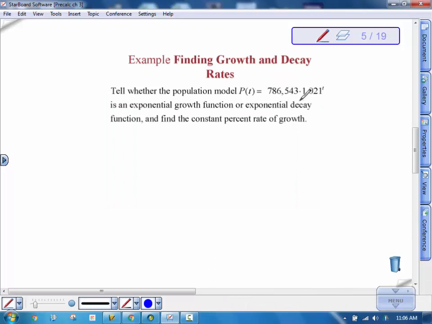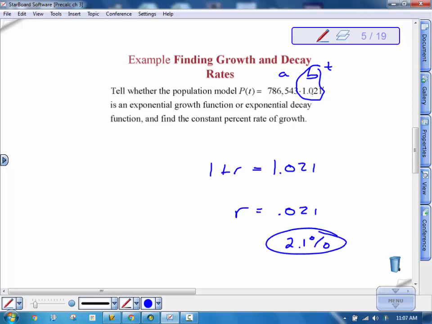We have a population model like this, and we want to tell if it's exponential growth or decay. That's when we look at this right here, because this is a, b to the t, for example. So our growth factor is 1.021. So basically that 1.021 is really 1 plus r. So we always subtract 1 from it to get r, which is 0.021. Move the decimal place over, and that means that this is really a 2.1% increase.